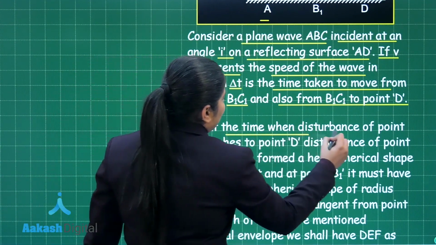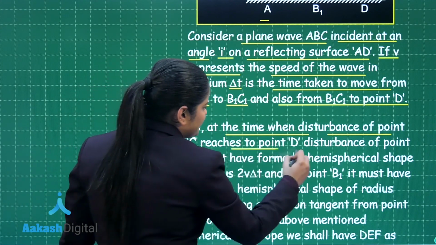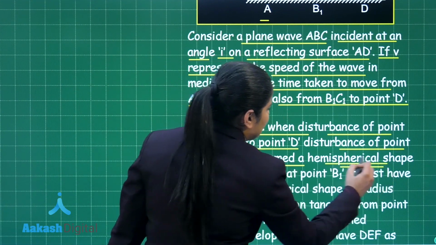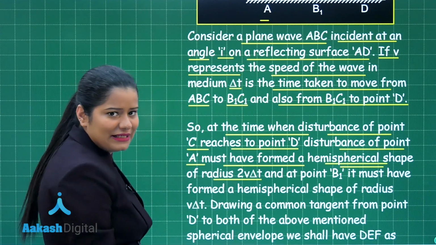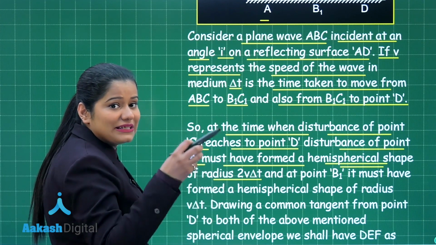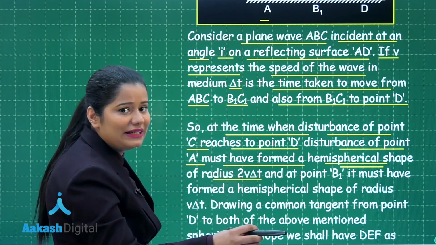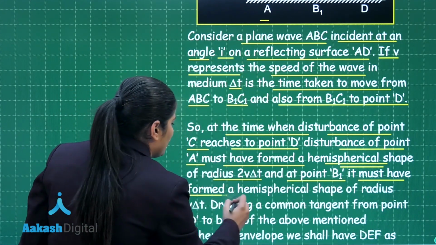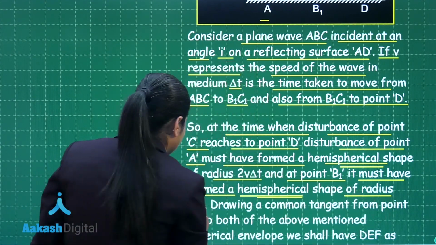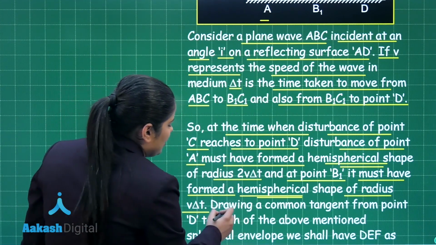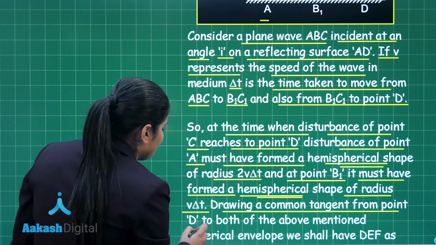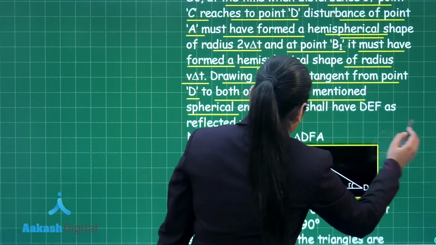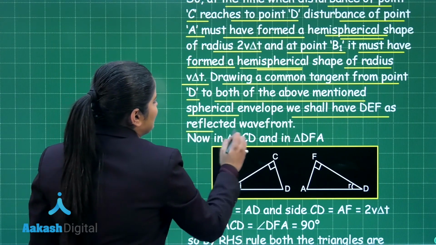So at the time when the disturbance from point C reaches point D, the disturbance at point A must have formed a hemispherical shape of radius 2v delta t, because the time the disturbance has taken from point C to D is 2 delta t, and at point B1 it must have formed a hemispherical shape of radius v delta t. Now if we draw a common tangent from point D to both the above mentioned spherical envelopes, we shall have DEF as the reflected wavefront.